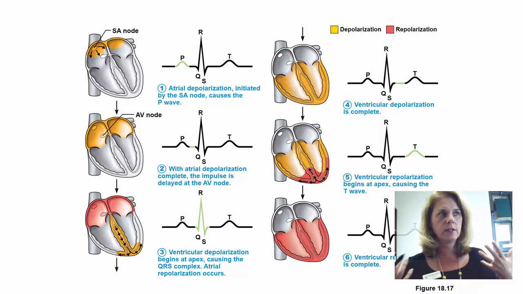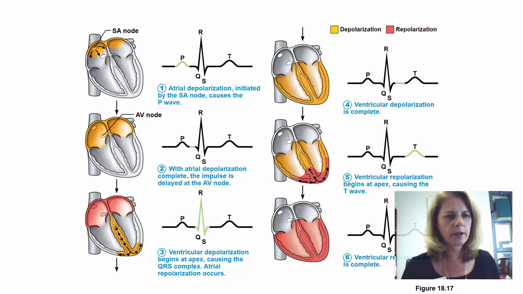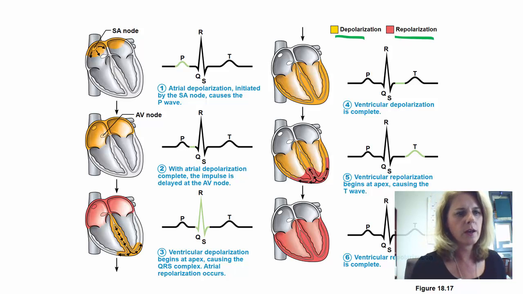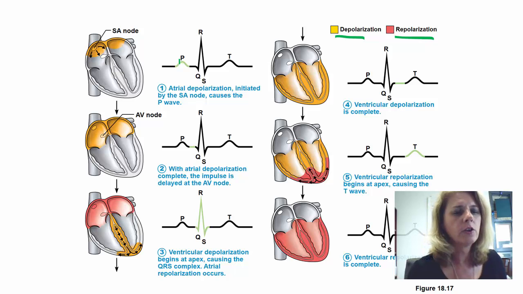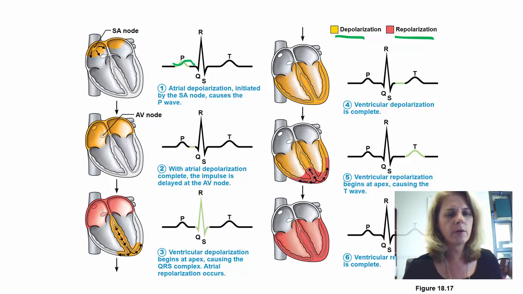To let you see visually how all of this is tying together, I've got this color coordinated, and this is from your textbook. It's a cool picture to show you how this is working. The yellow is depolarization, and the red is repolarization. As the SA node is depolarizing and that wave of depolarization is spreading through the atria, you pick up the P wave, atrial depolarization.